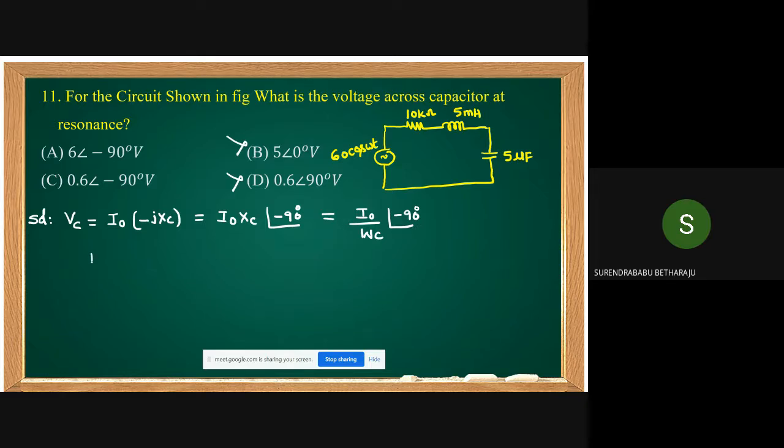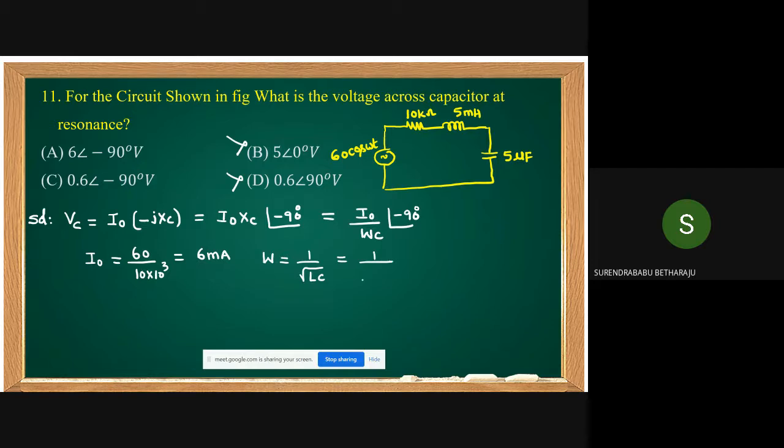Then at resonance condition, current is maximum. What is I naught, students? That is 60 by 10 kilo ohms. 10 kilo ohms is 10 into 10 cube. That is 6 milliamperes. Now, the capacitance you know, but I want to find the omega. Then at resonance, what is omega? 1 by root LC.